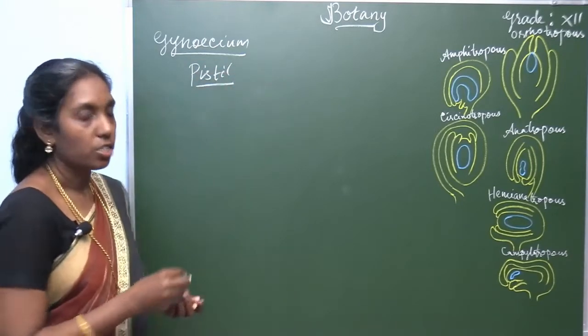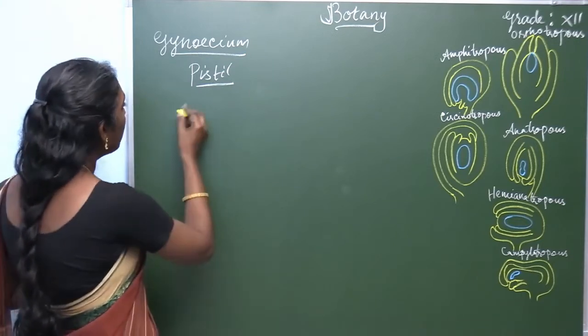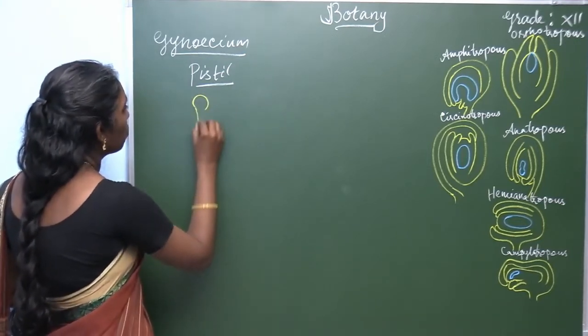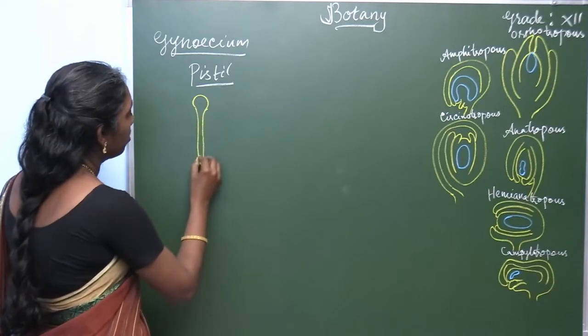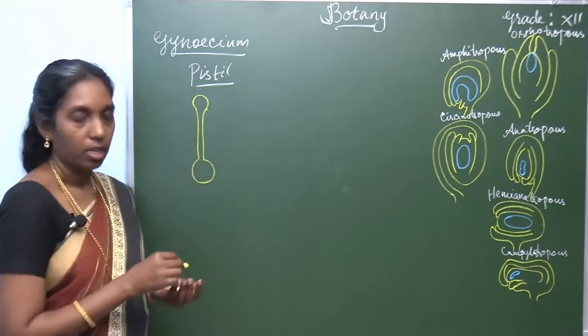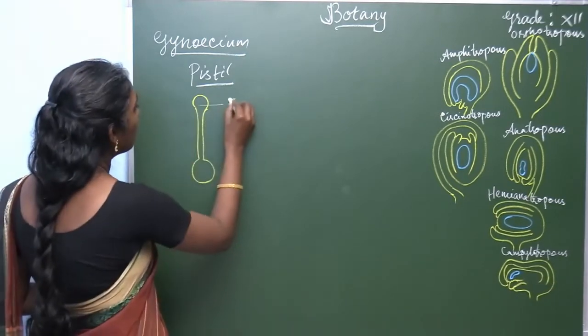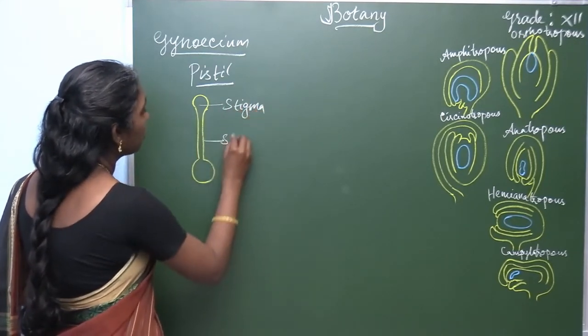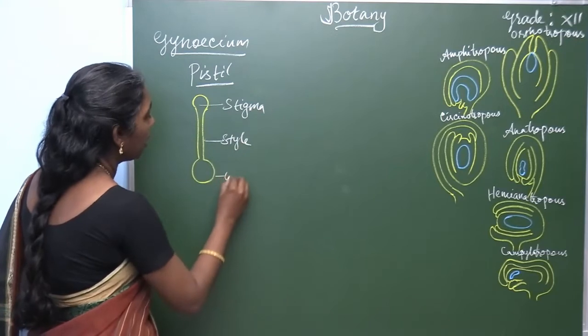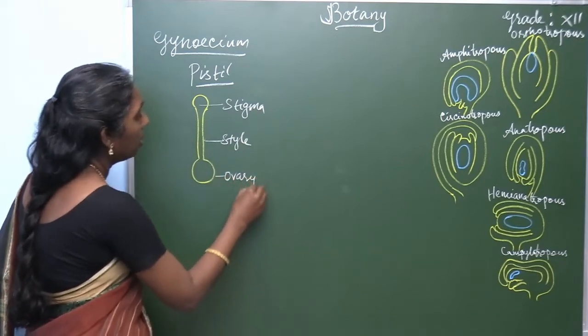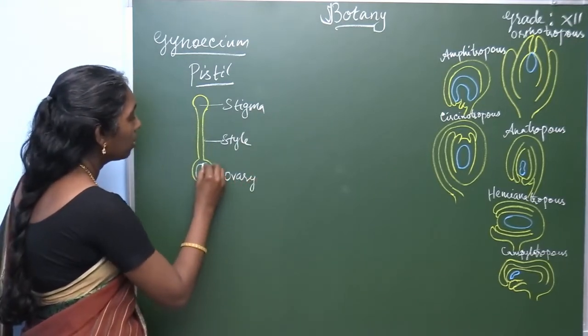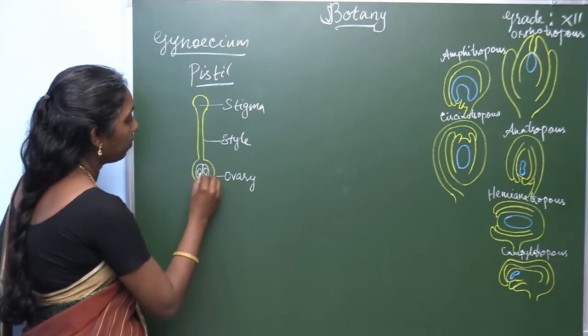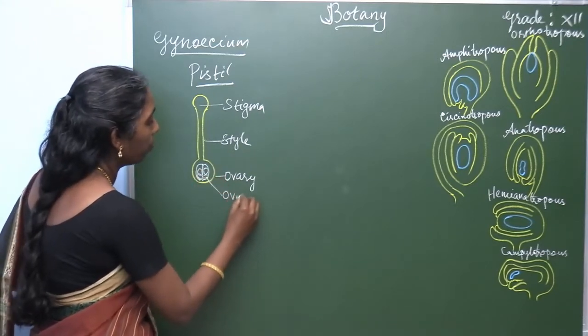Pistil consists of stigma, style and ovary. Stigma, style and ovary. In the ovary, the ovules are present. These are ovules.